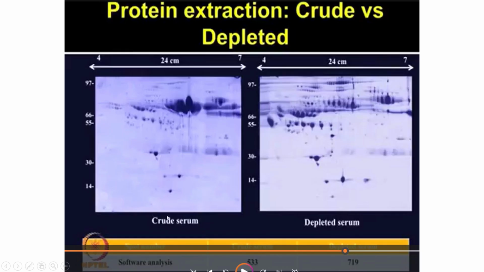So crude serum will have albumin and immunoglobulin in higher concentration, but once you separate that, the depleted serum gave you much more separated proteins, because they are interfering with the separation, right? Because they are present in high concentration, whichever proteins are present in lower concentration are interfered with, like during isoelectric focusing or during the SDS phase. That's the reason they were not able to get separated here, whereas in depleted serum, those proteins were clearly separated.